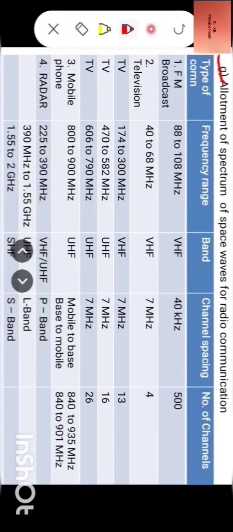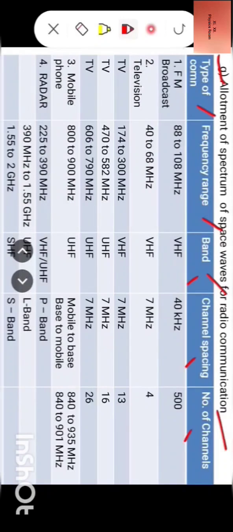G, allotment of spectrum of space waves for radio communication. Look at this table. This table has 5 columns. First column is type of communication, second column is frequency range, third column is band, fourth column is channel spacing, and fifth column is number of channels it accommodates.